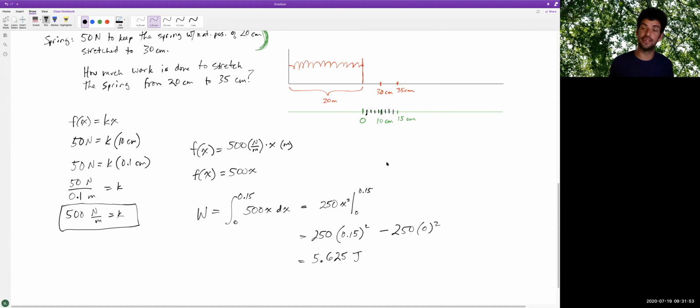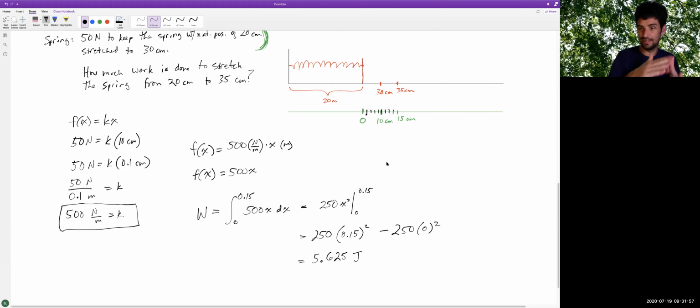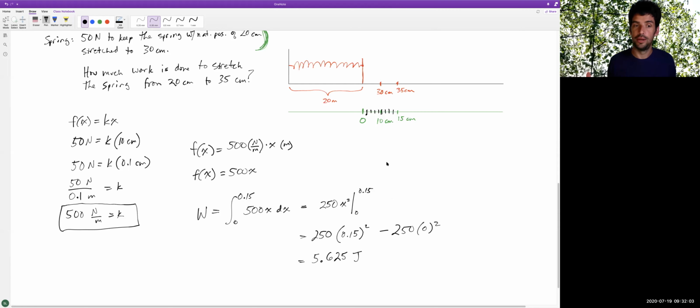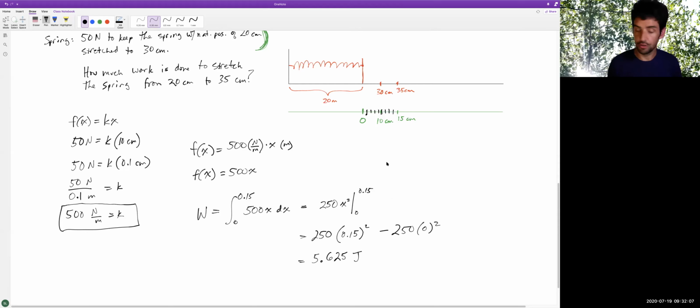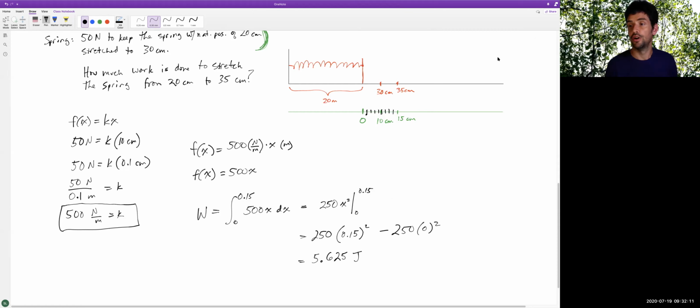The point again of this is to just show you that we can take this idea of something that's constantly changing, and we take little pieces of it and pretend it's constant in order to do what we want to do. And then in the limit, everything works out, right? So it's a pretty nice strategy that can be applied over and over again.